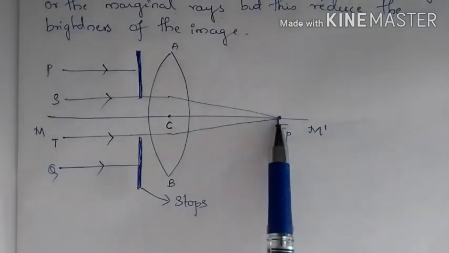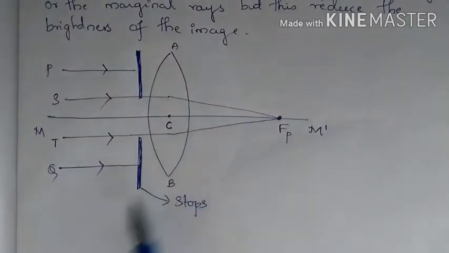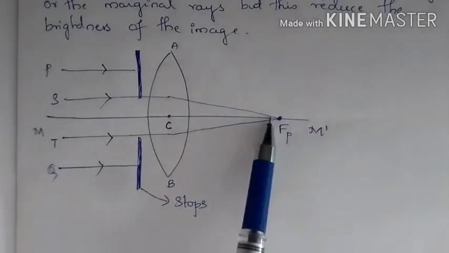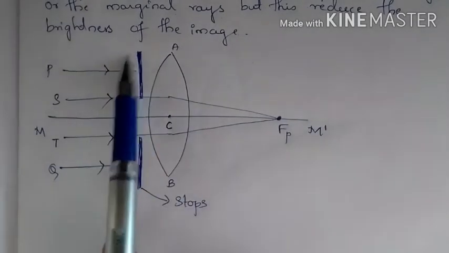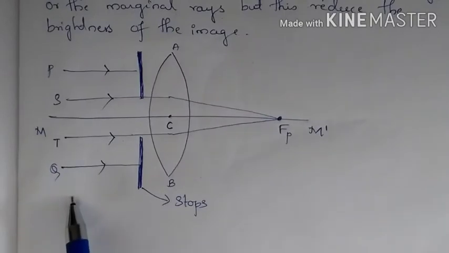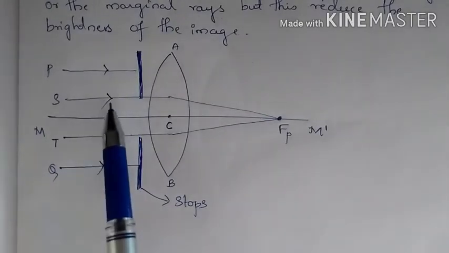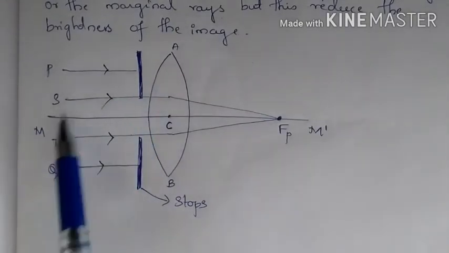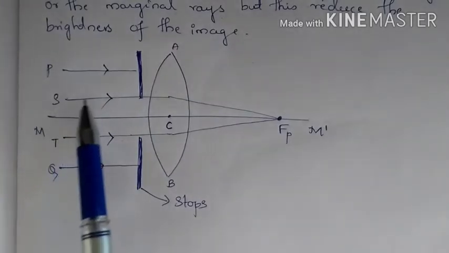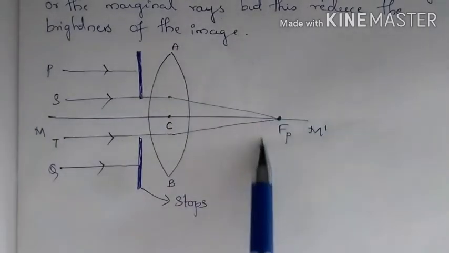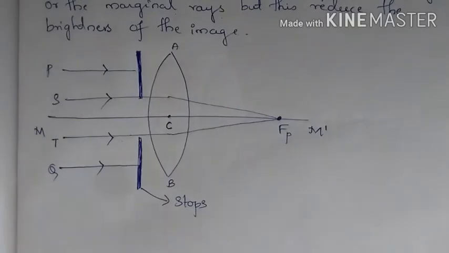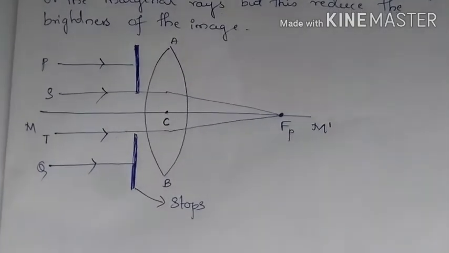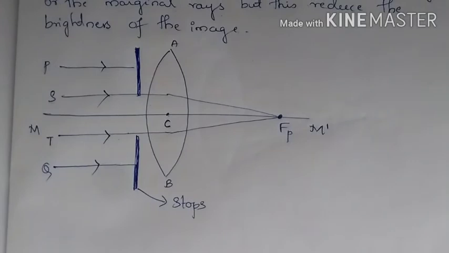So this will be less bright compared to when an image is formed due to all these four rays. Why will this be less bright? Because here you are eliminating two rays. So here basically you are decreasing the intensity of light. If you decrease the intensity, the brightness of the image that is formed due to the convergence of the rays which are coming from infinity will be less.